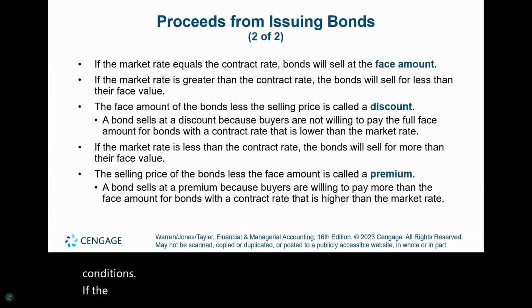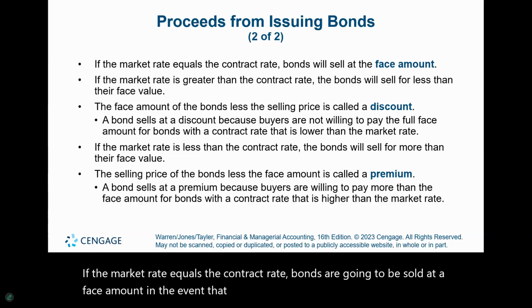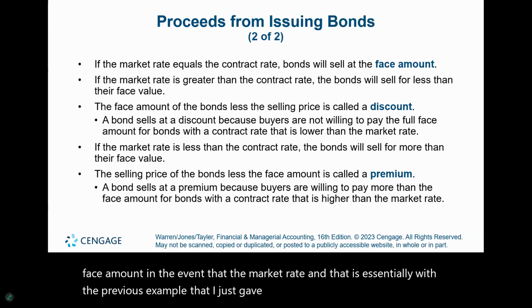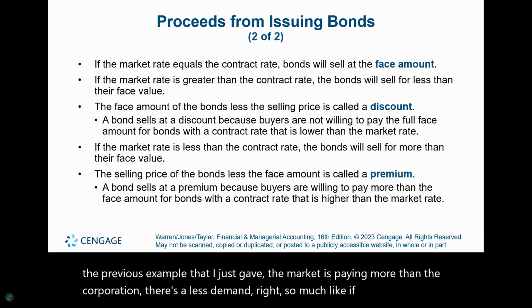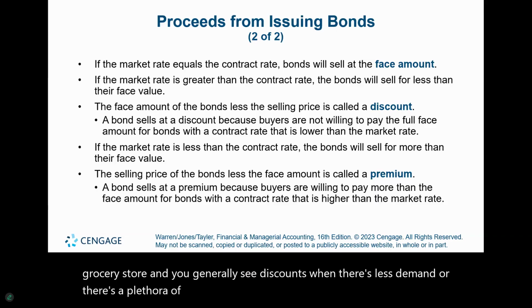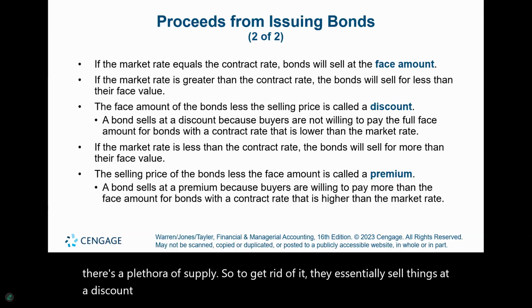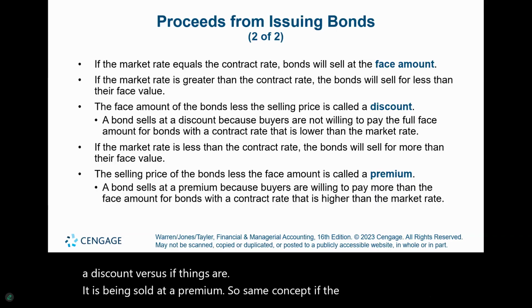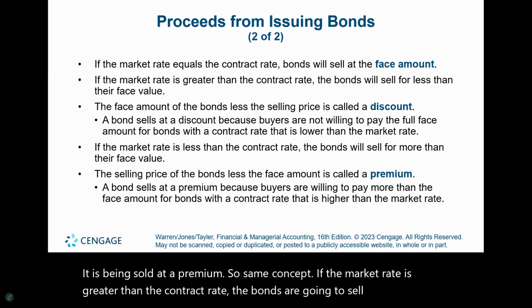If the market rate equals the contract rate, bonds are going to be sold at a face amount. In the event that the market rate, and that is essentially with the previous example that I just gave, the market is paying more than the corporation, there's less demand, right? So much like if you go to the grocery store, you generally see discounts when there's less demand or there's a plethora of supply. So to get rid of it, they essentially sell things at a discount, versus if things are scarce, it is being sold at a premium. So same concept. If the market rate is greater than the contract rate, the bonds are going to sell for less than their face value.